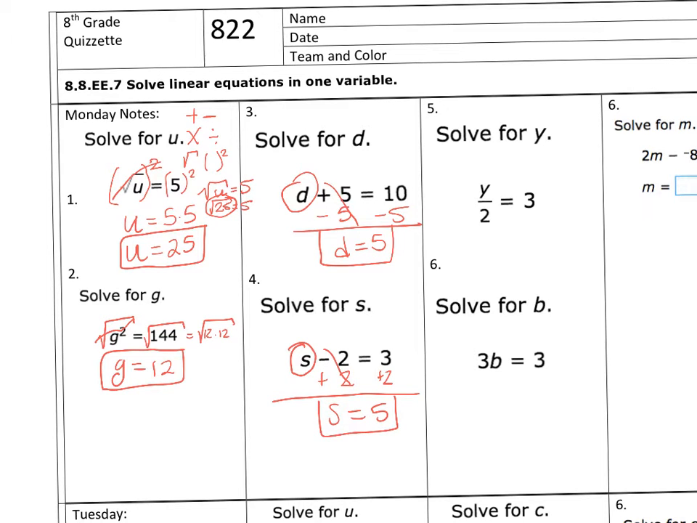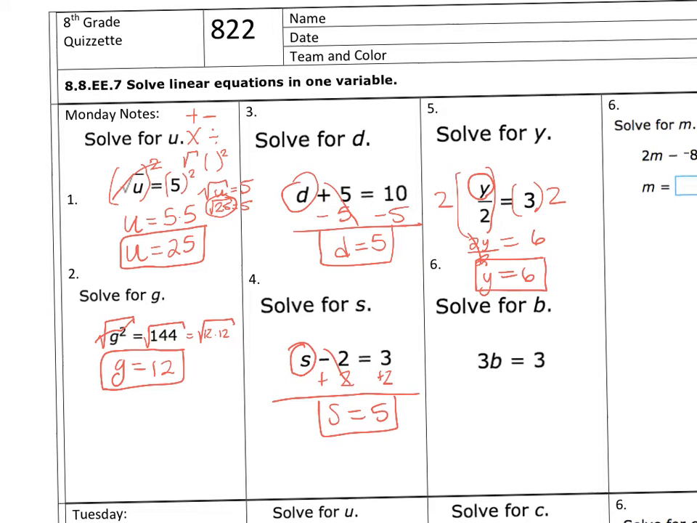Then number 5, I'm solving for y. 2 is being divided, so I'm going to multiply both sides by 2. You end up getting 2y over 2, which is 1y. 3 times 2 is 6. Y is equal to 6.